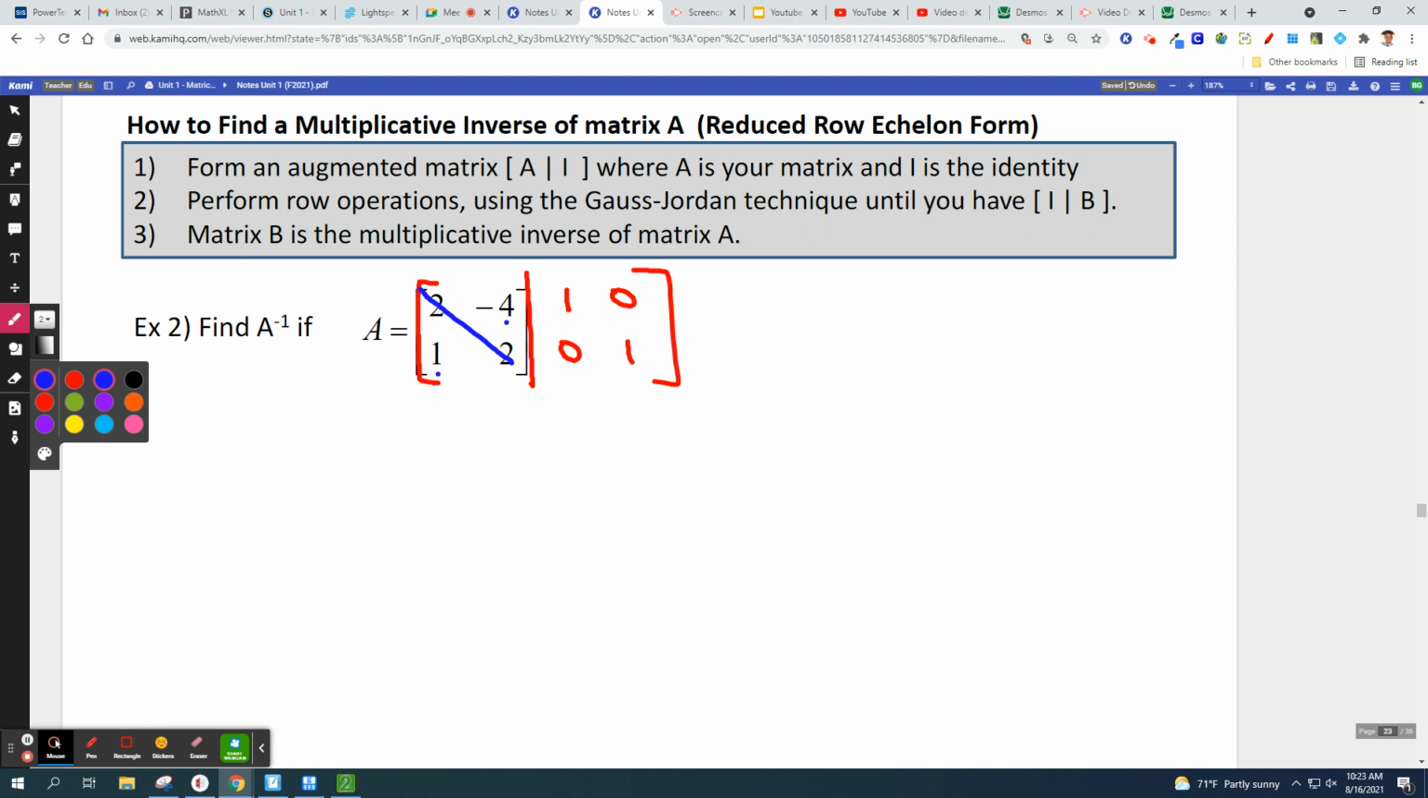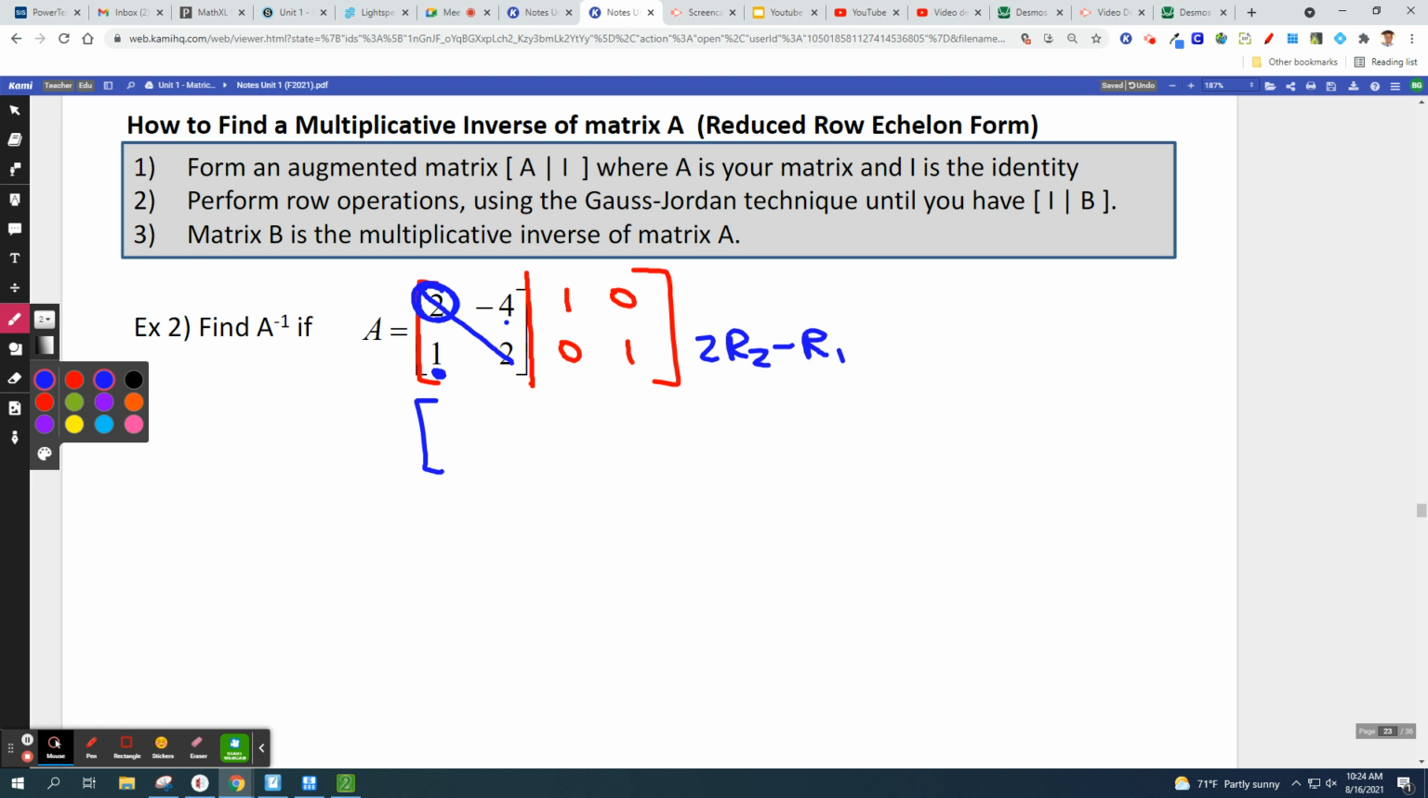That's what we want. So I'm going to use this 2 to zero out this 1 right there. We need a rule for that. We've done it for like a week, so it shouldn't be new to you. I'm going to do 2 row 2's minus row 1. So the top row's fine. Leave it alone. I'll move it right here.